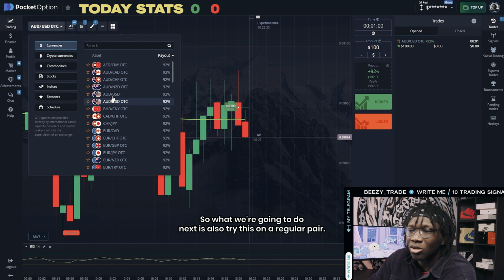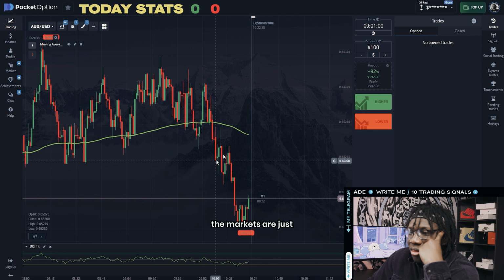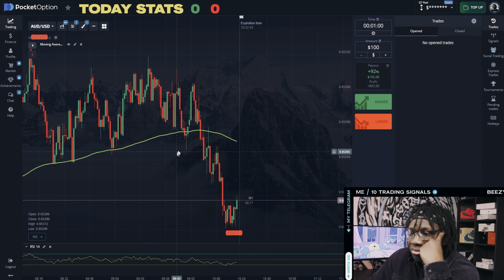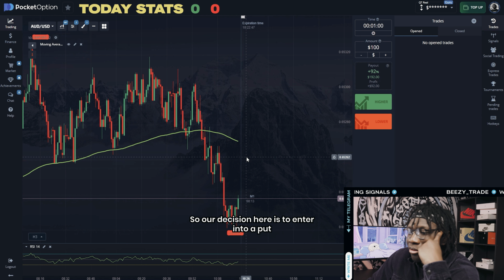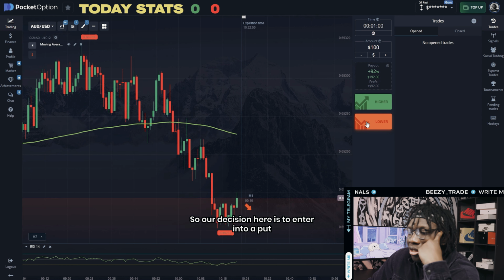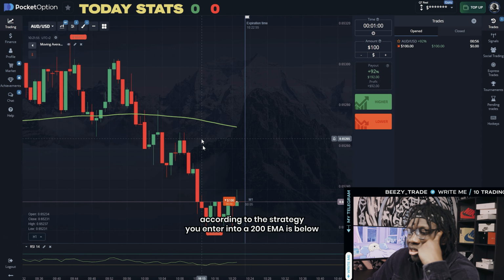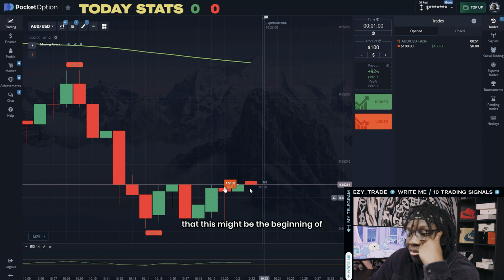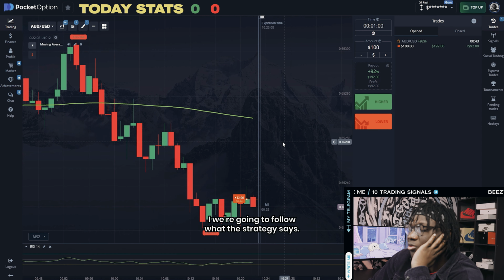So what we're going to do next is also try this on a regular pair. So right here, we've seen that the markets are just down. They're absolutely down. We don't see it close. So our decision here is to enter into a put. According to the strategy, you enter into a put once the price is below the 200 EMA. Even though you could clearly see that this might be the beginning of a bull run, right? We're going to follow what the strategy says.